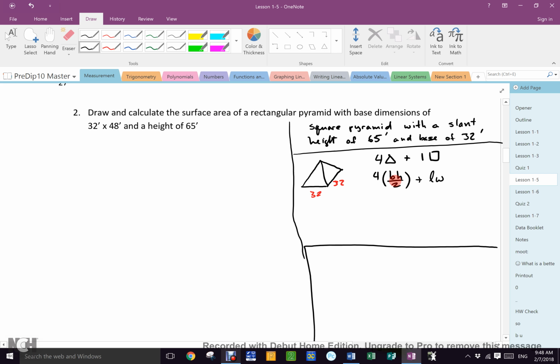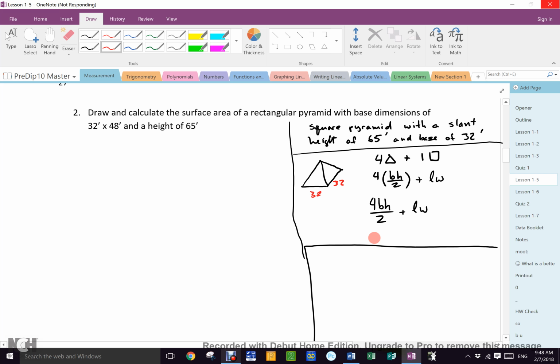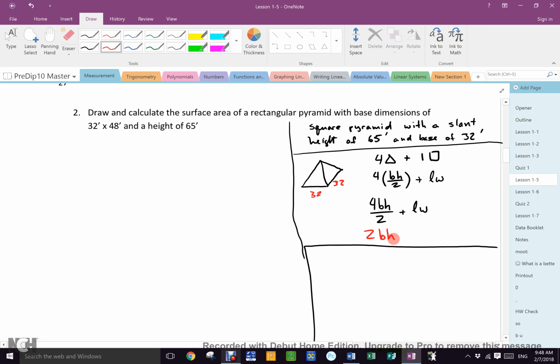What happens to that 4 and that 2? If I were to do this multiplying, I would have 4BH over 2 plus LW. What happens to that 4 and that 2? They divide, don't they? So I would end up with 2BH plus LW. Is everybody cool to there?